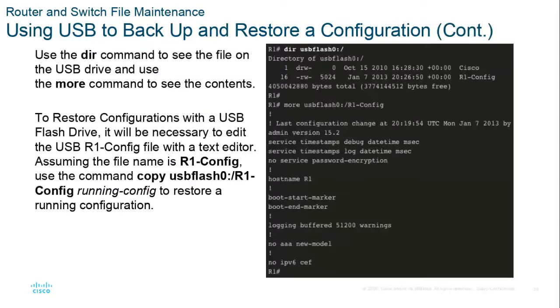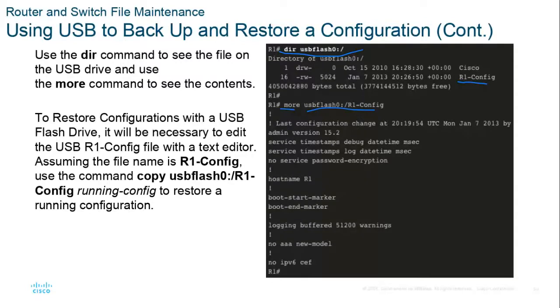Then we can use the directory command to see the file on the USB drive. So he's typed dir usbflash0, and he can see the R1 config that he just backed up a second ago has been stored on that particular drive. And then you can type more, a Linux-type command, kind of like the type command in DOS. It'll display the file on the screen. You can take a look at it.